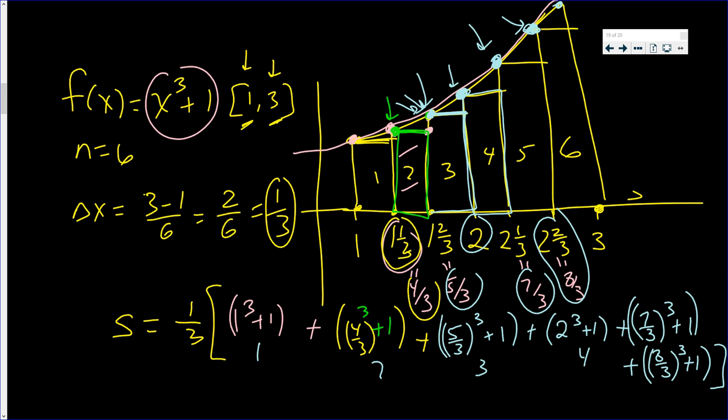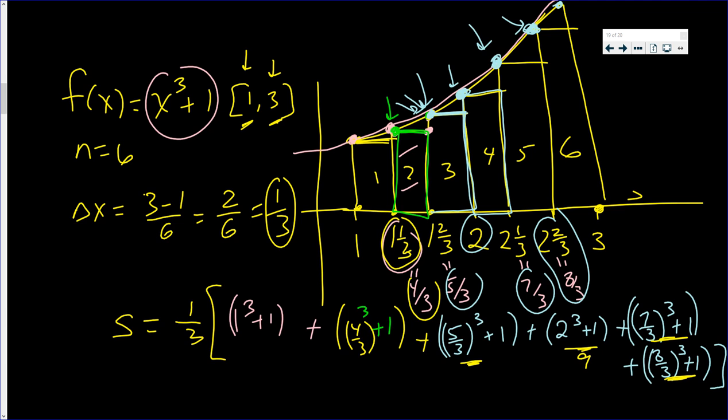And we don't need these numbers here, and you can calculate this. I'm not. You can cube 4/3 and then add 1 to it. You can cube 5/3 and add 1. And 2 cubed plus 1, that's easy enough. It's 9. You can calculate this and this, and you can get all the denominators to be 27. And you work it out.